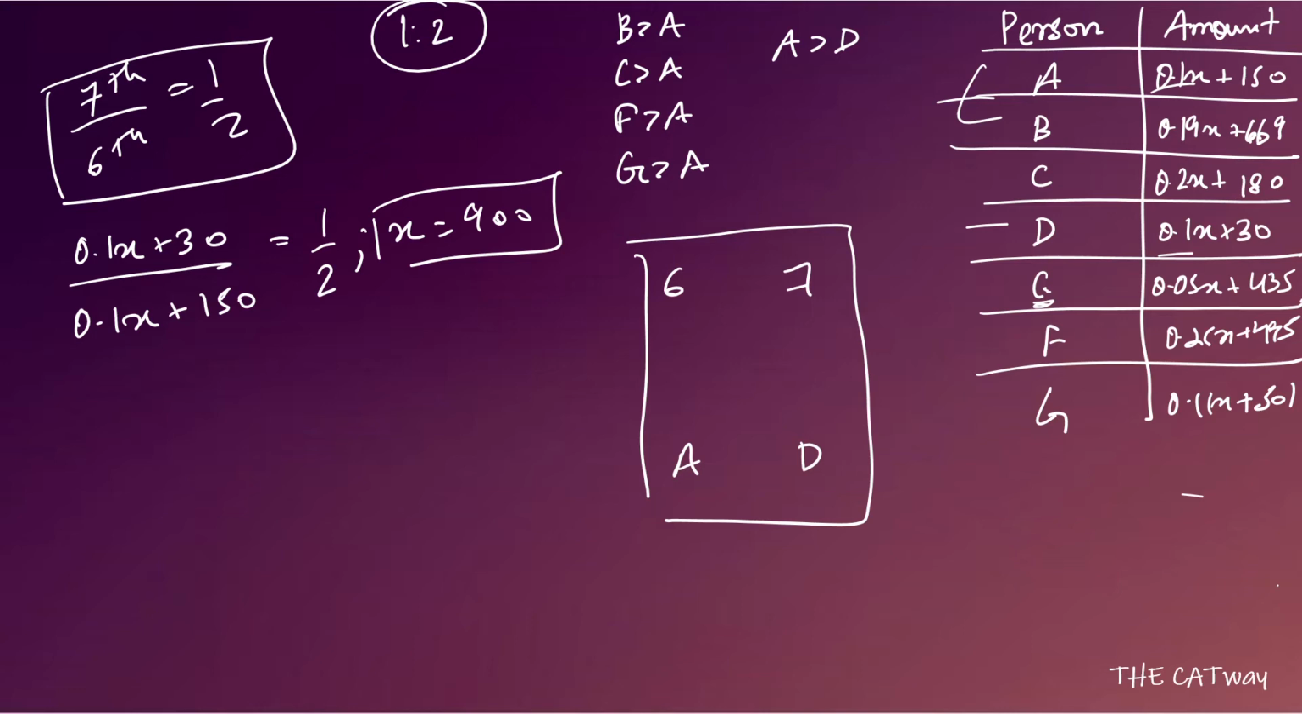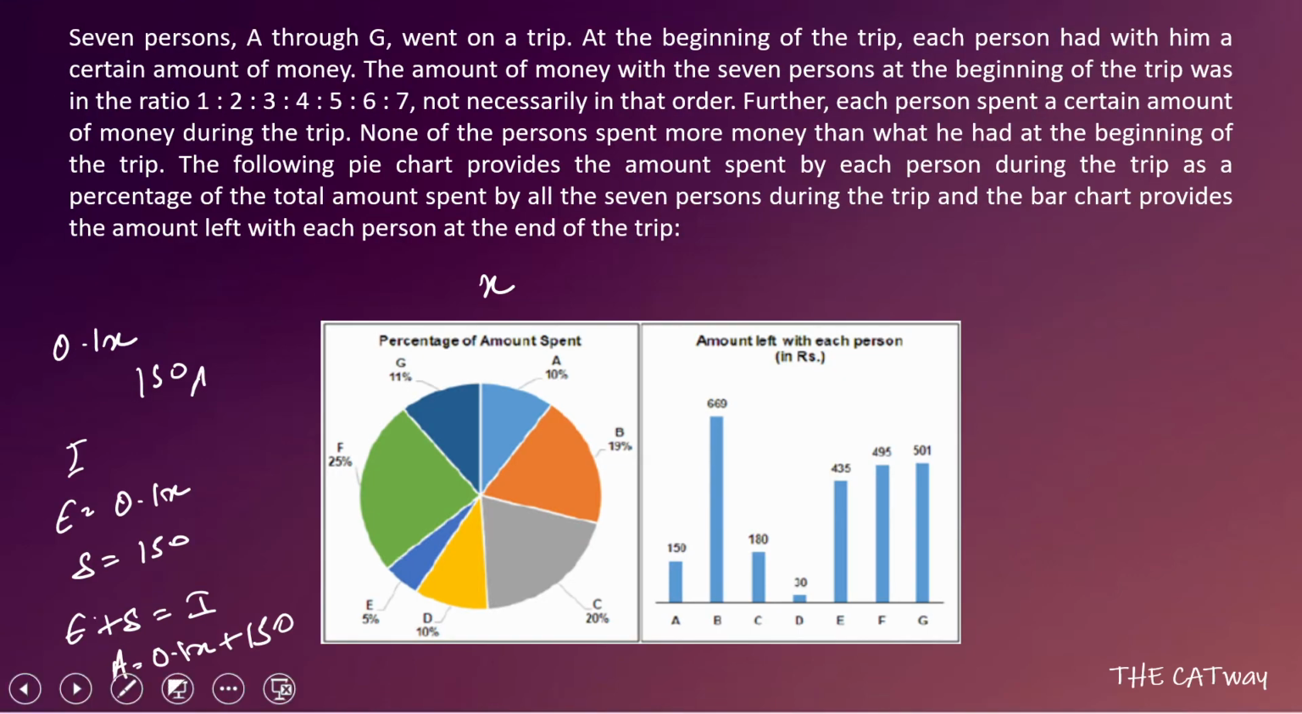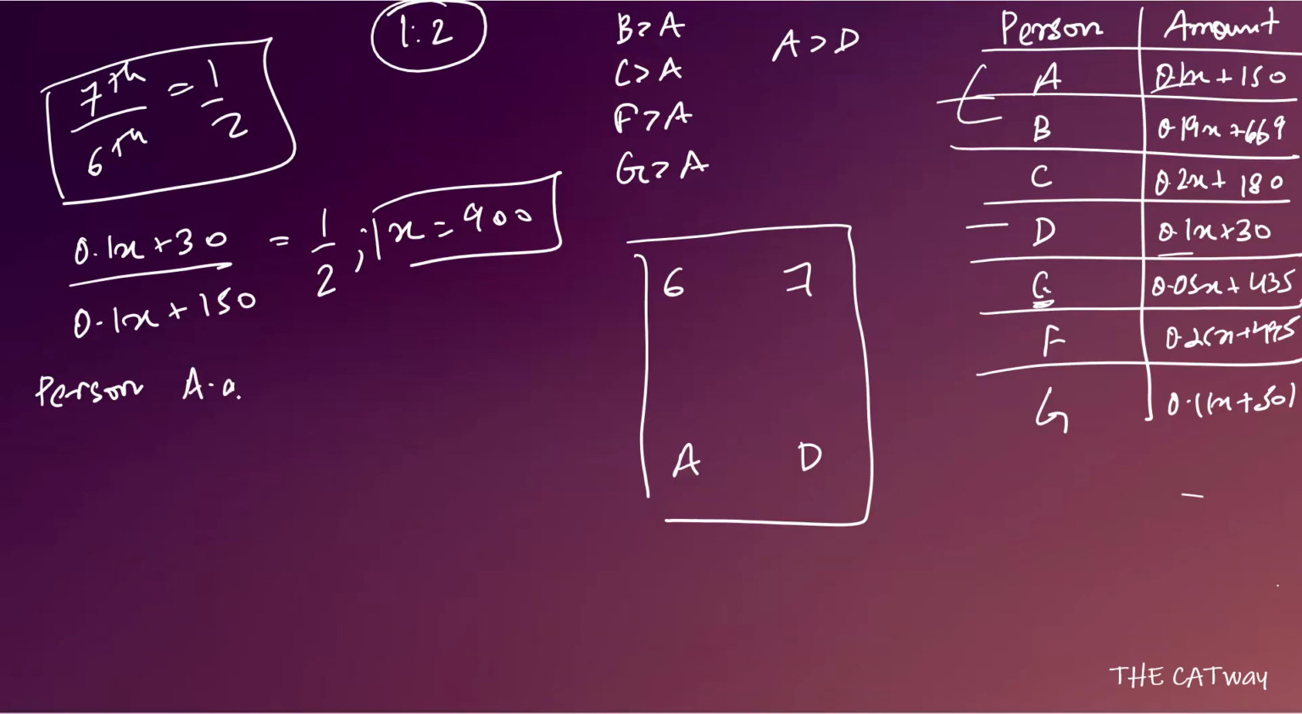Now we will make a final table. Let us make a final table which will include person, amount, sorry guys, amount at start.